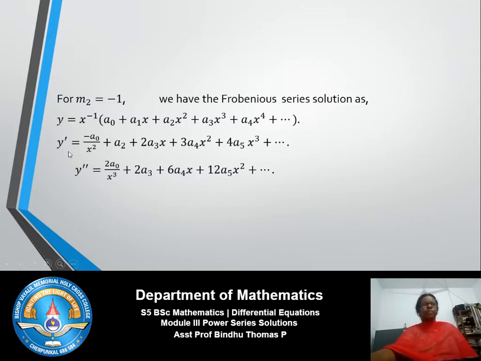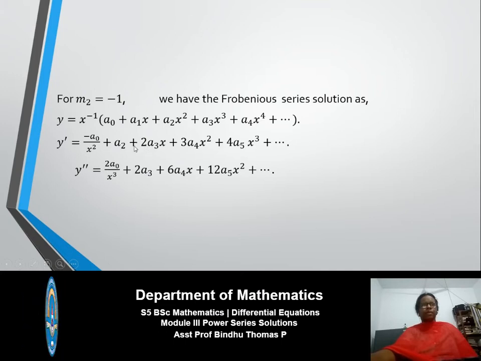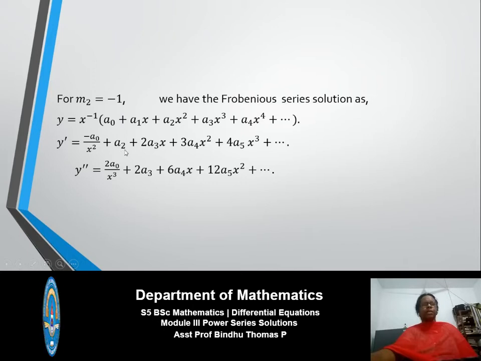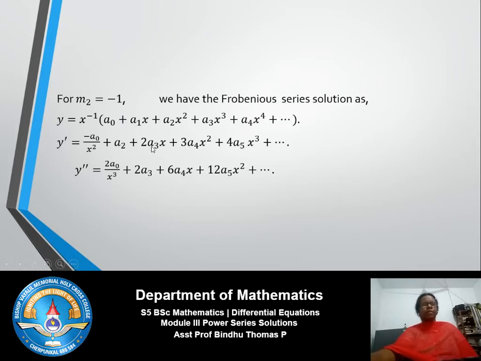So, taking the first derivative, y dash equal to, the derivative of the first term is minus a0 by x square, second term is a2, third term is 2a3x, the fourth term is 3a4x square, and so on. Again, the derivative of y dash is y double dash. The first term becomes 2a0 by x cube, and the derivative of the second term of y dash becomes 0. The derivative of the third term, 2a3x, becomes 2a3. Then the next term is 6a4x, and so on.